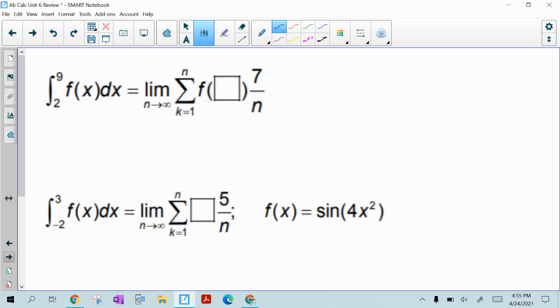Next up, same sort of thing in here. What do I need to do, or what do I need to come up with on this?